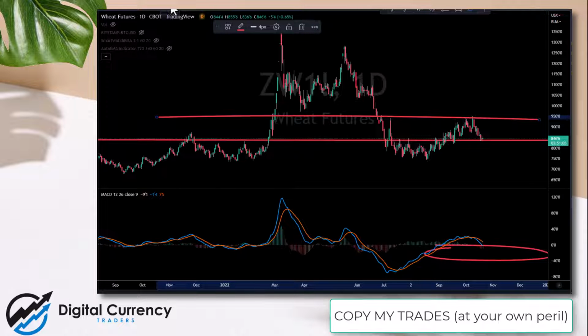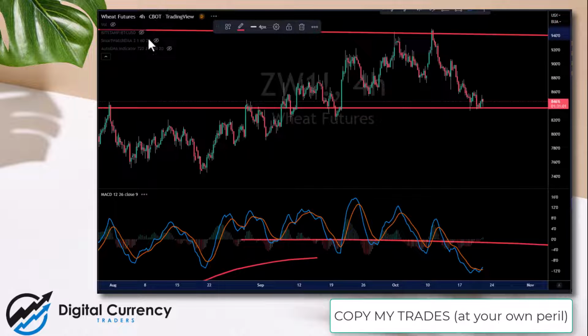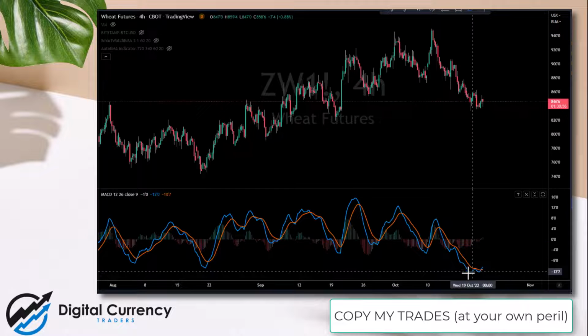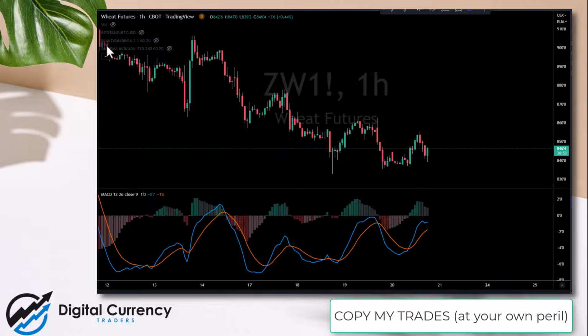So the daily is pulling back. I need to see the 12-hour and the 4-hour crossing bullish again. So here at the bottom, we can see that the 4-hour is just crossing bullish a little bit. Let's go into the 1-hour time frame.